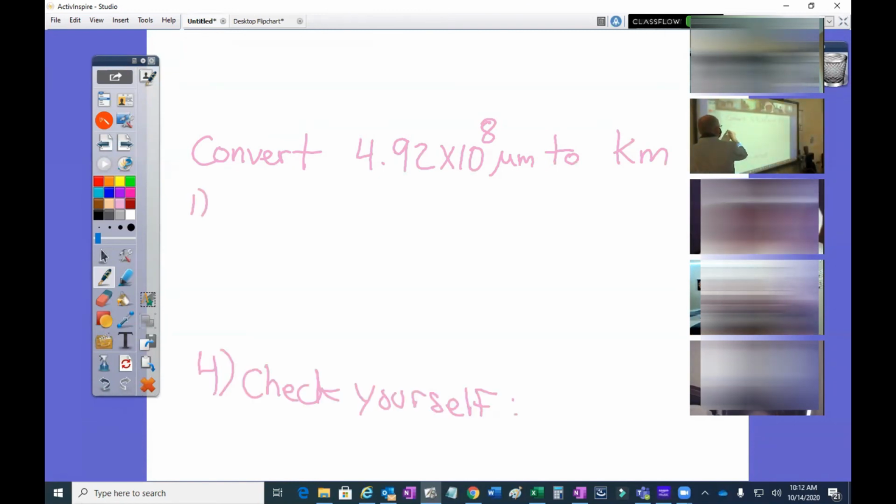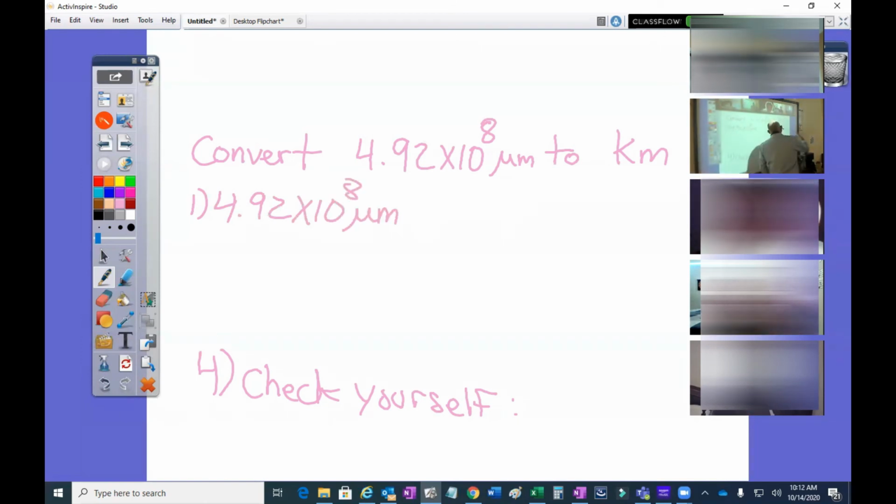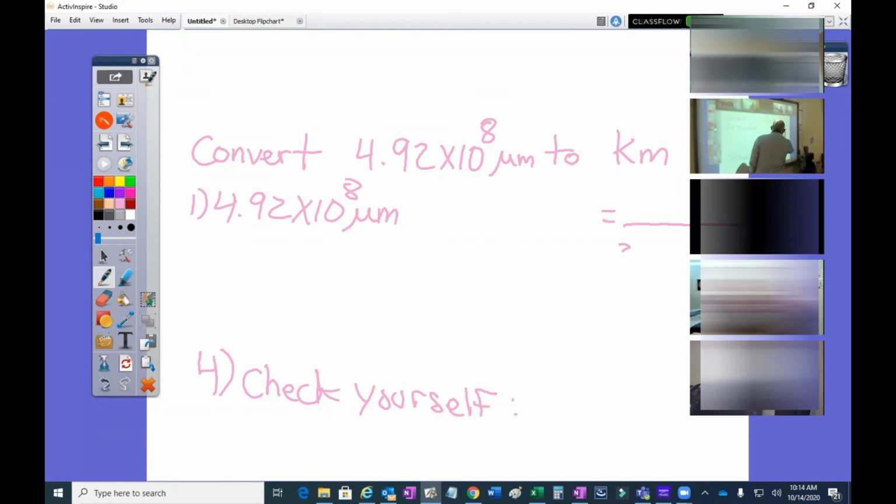Step 1, write what you know. 4.92, that's the given. That's what we know. We don't know the other thing. Step 2, write what we need to know to get our A. So we put an equal sign. All right, step 2 was to write your destination. What's going to get you to A? Step 3 is to build a bridge.